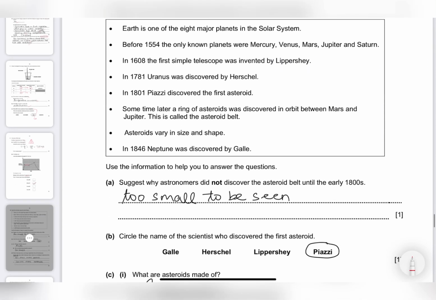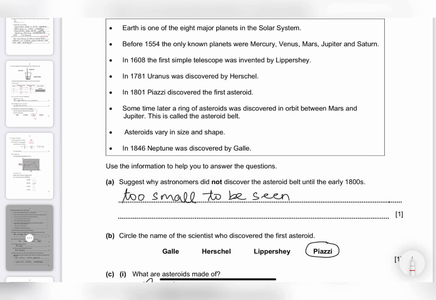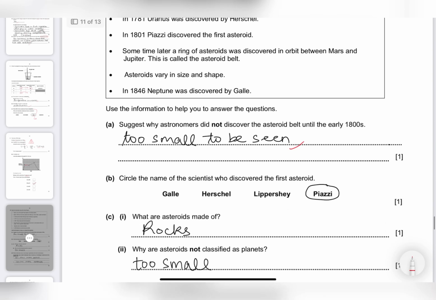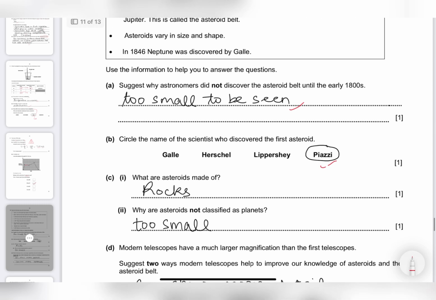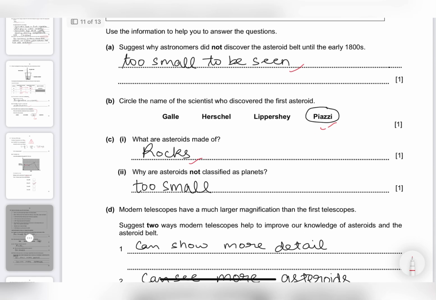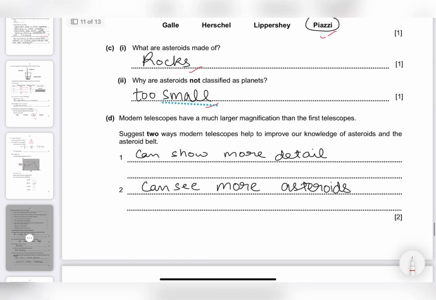Read the statement about the solar system. Suggest why astronomers did not discover the asteroid belt until the early 1800s. See, in the early 1800s we did not have such great telescopes. So you can write down they were too small to be seen. All right. Circle the name of the scientist who discovered the first asteroid. Piazzi. This is the famous scientist, right? What are asteroids made up of? They are made up of rocks. Asteroids are not classified as planets because they are too small. Okay, not all of them are spherical as well. That's why we don't call them planets.